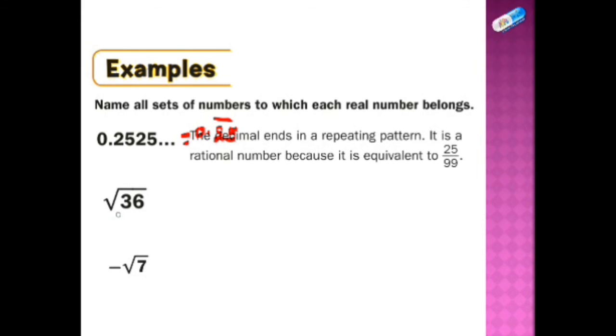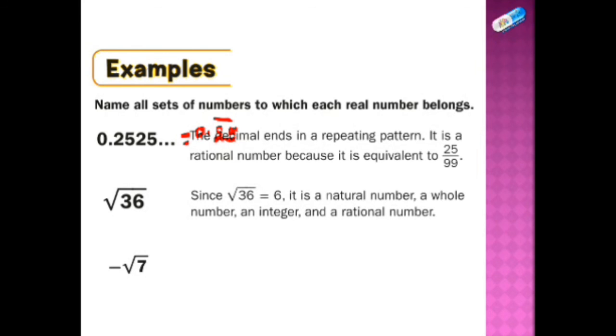The second one, square root 36. We know that square root 36 is 6. So it is a natural number, a whole number, an integer, and a rational number.